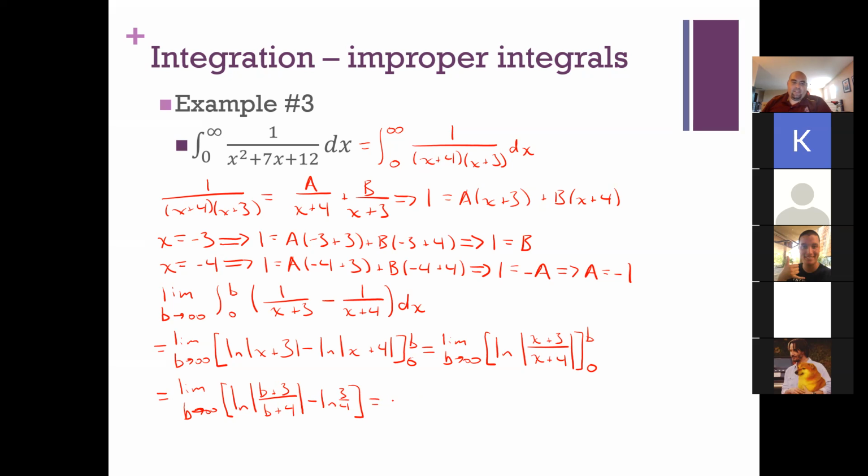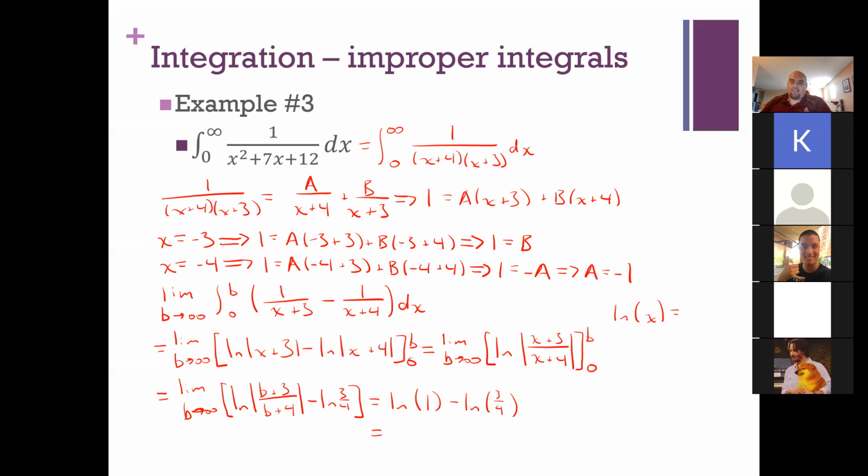So now let's evaluate the limit. That's going to be the natural log of 1 minus the natural log of 3/4. What is the natural log of 1? It's e, isn't it? Not quite. So remember what the natural log of a number basically is. It's going to be 0.